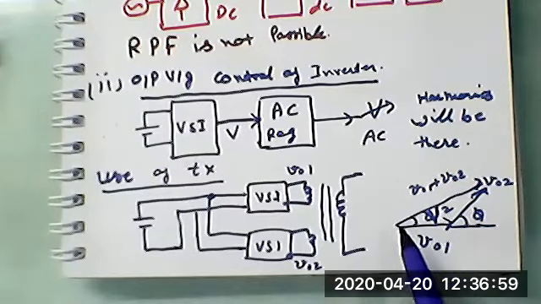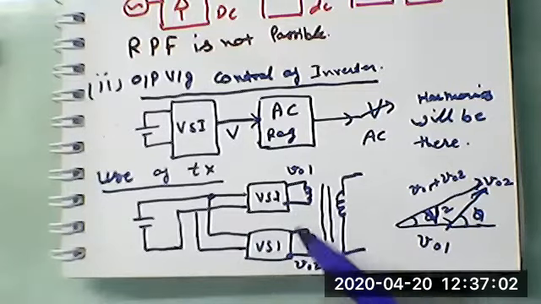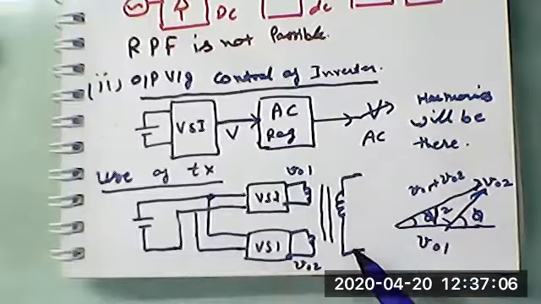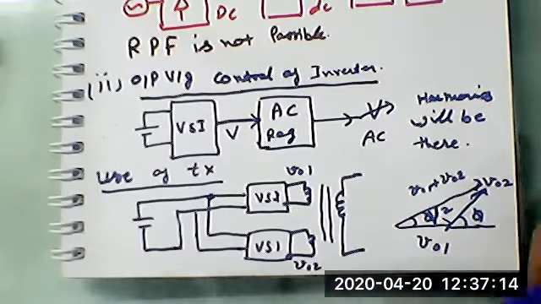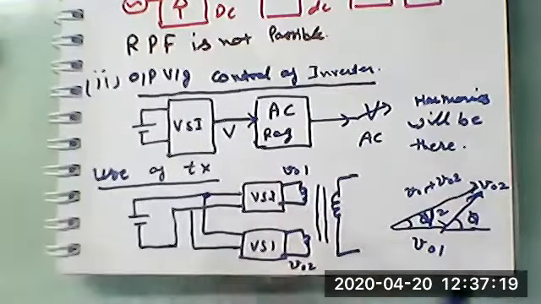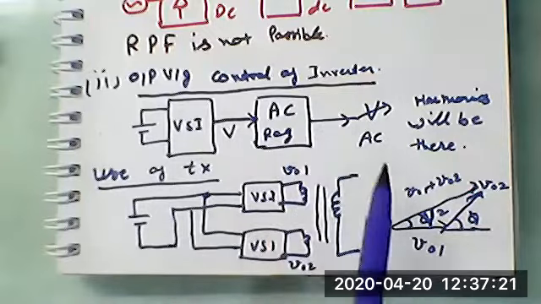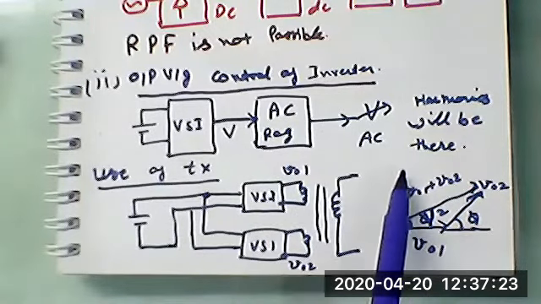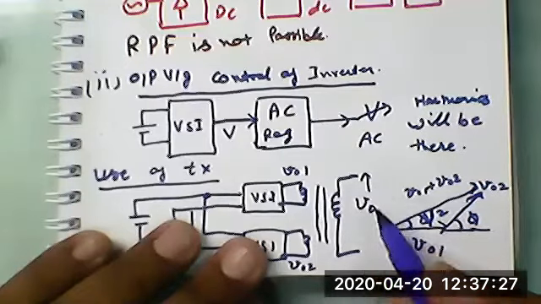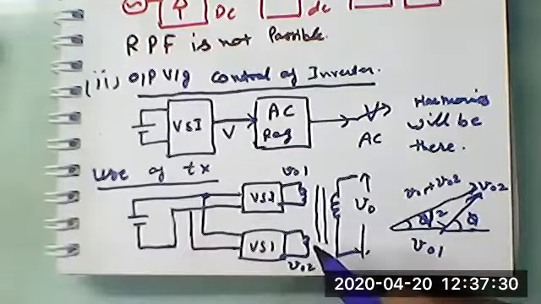By changing the firing angle, by changing the phase shifting, you can have variable voltage. We will study this when we do harmonic reduction techniques. So again, this is the output voltage control, and this is the V output, which is equal to V01 plus V02.